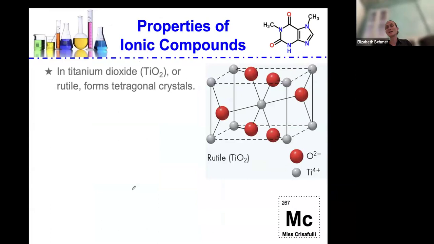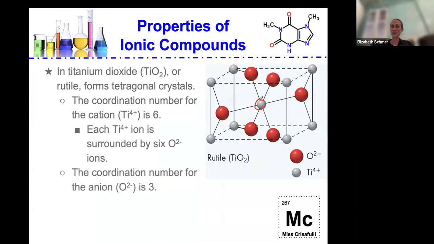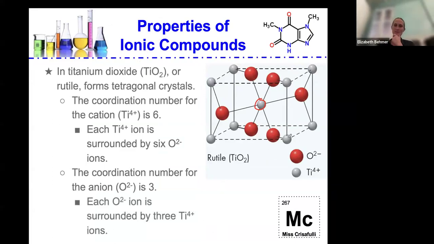In titanium dioxide or rutile, this forms a tetragonal crystal. The coordination number for the cation, which is titanium, is 6. So you'll see these gray titaniums, and you should see 6 oxygens surrounding each of those. Each titanium ion is surrounded by 6 oxygen ions, and the coordination number for the anion oxygen is 3. So for each red oxygen, you'll see 3 titaniums surrounding it. So coordination numbers can be different in different compounds.